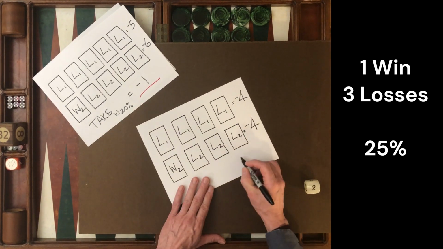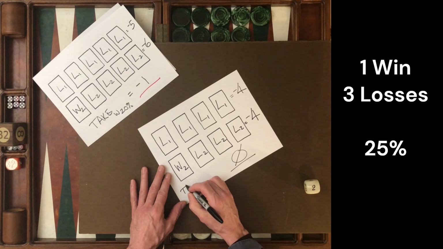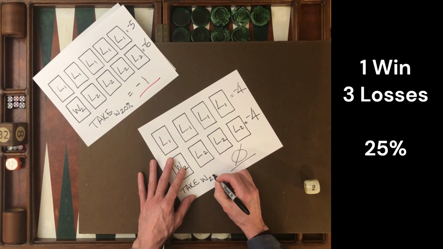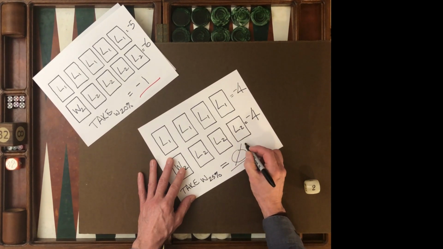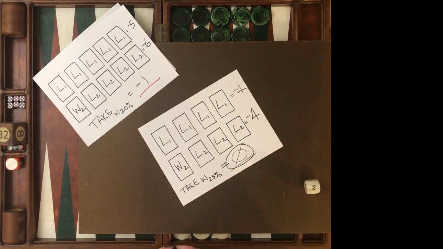Equal. Dead equal. So when we take, winning only 25% of the time, we break even. So 25%, when you're playing a game that has a doubling cube, is your break-even point.